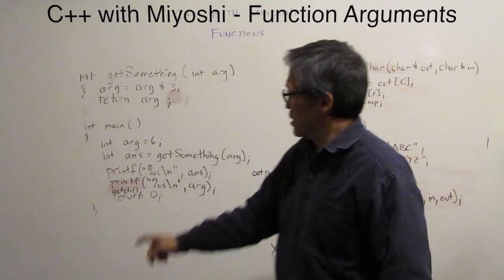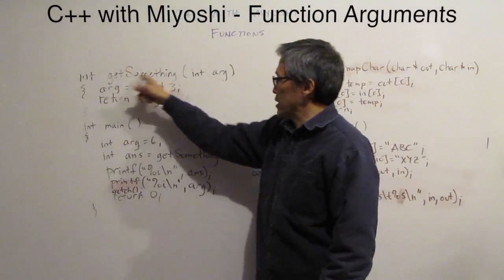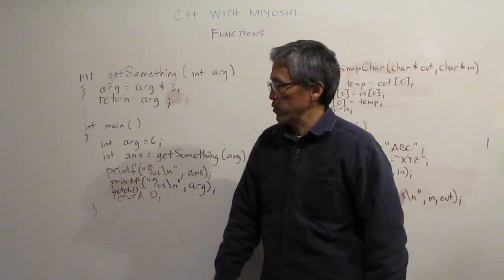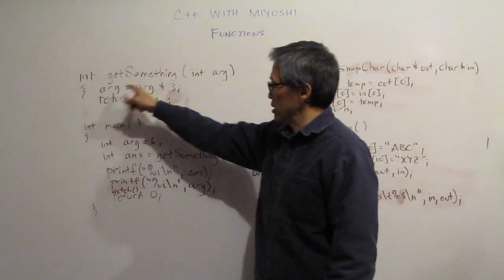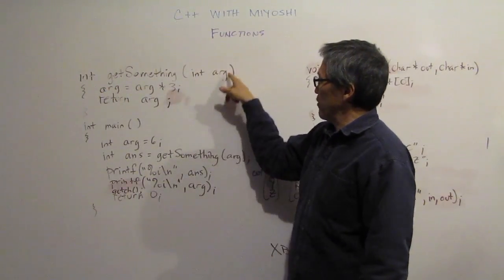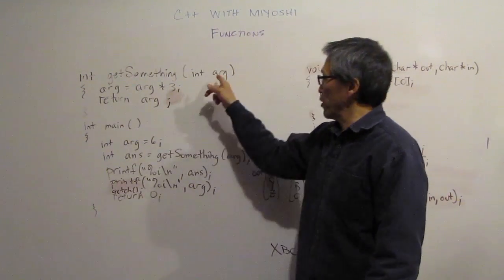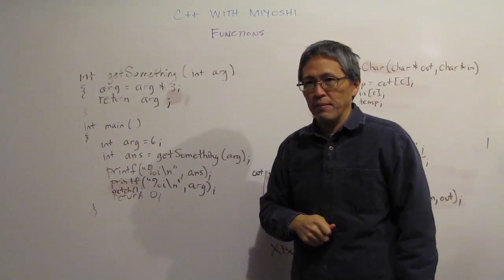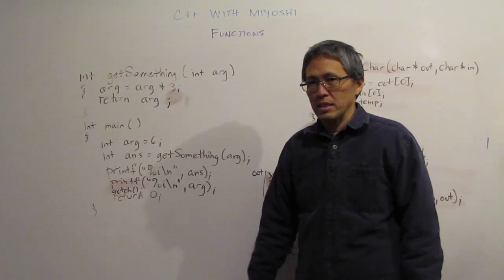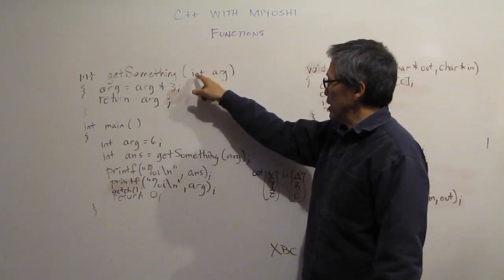When you have a function, so I have int get something, and if you tuned in for the one about returns, you'll notice this is the same function. I have here inside my parentheses my argument. I have one argument in this case. If I have more than one argument, I want to separate them by commas, remembering to put what each data type is. So I have int arg.